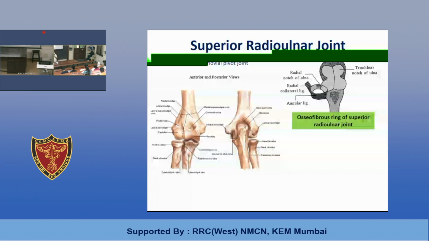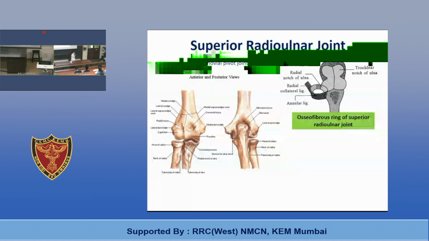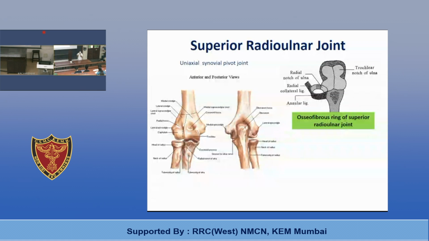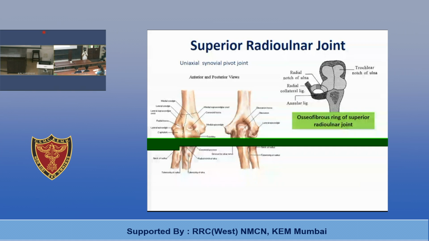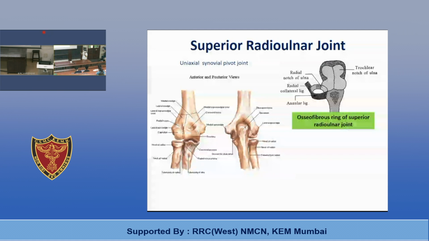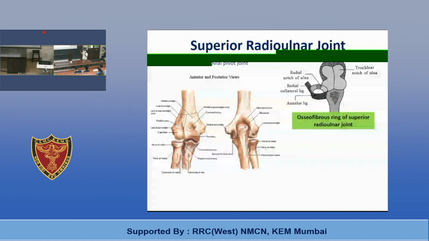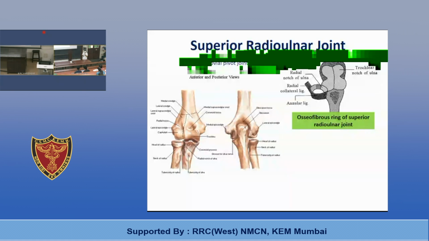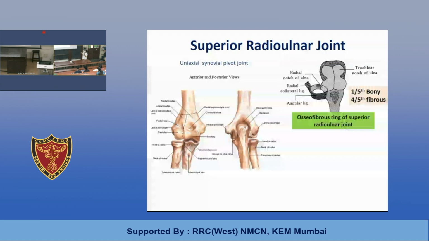So if you see the osteofibrous articulation of the head of radius, it is 1/5 bony and 4/5 fibrous. Okay, 1/5 bony is this part, the radial notch of ulna, and 4/5 is made up of annular ligament. So osteofibrous ring, 1/5 is bony, 4/5 is fibrous. So this is the articular surface which is related to ulna in the form of a ligament and a bony notch. And the other articulating surface is head of radius.